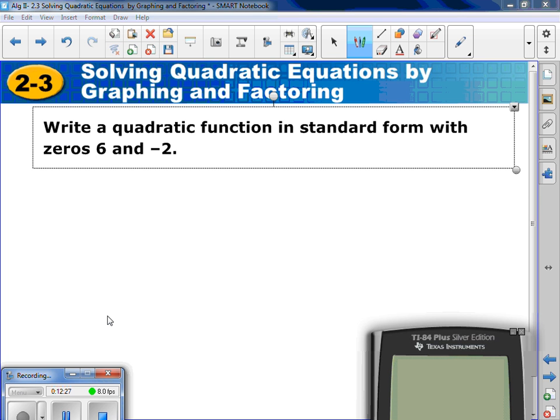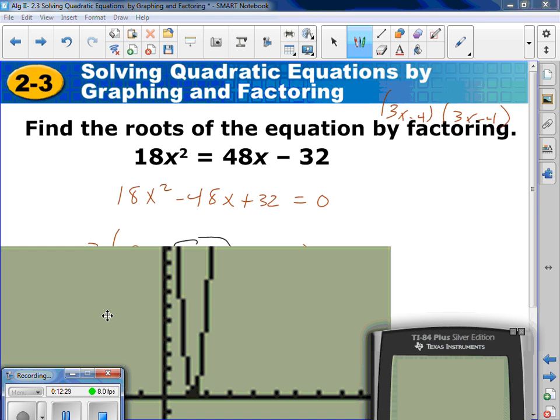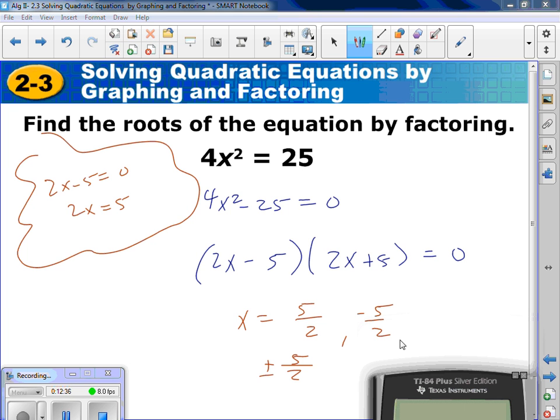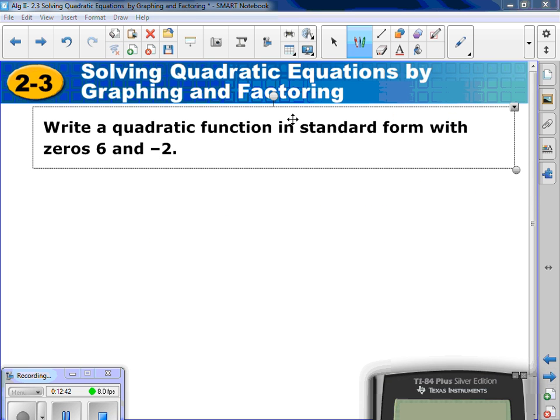So what we've been doing is you're getting zeros here. We had the positive 5 halves, the negative 5 halves. We want to start with this and work our way up to this. We want to work backwards. So if we have zeros of 6 and negative 2, what would have been the line before that? What line would have been before x equals 6 and negative 2?